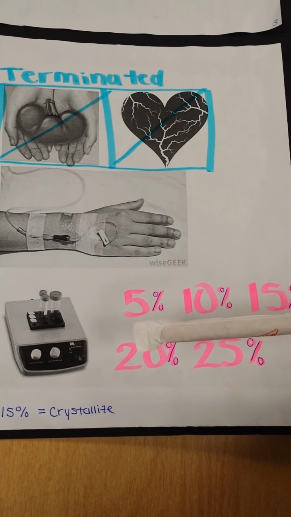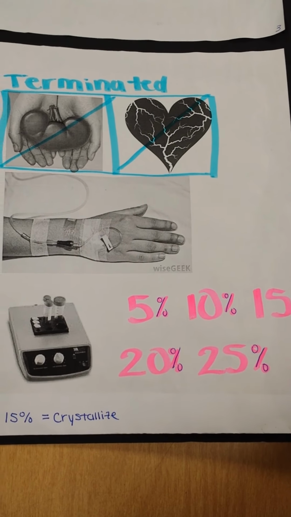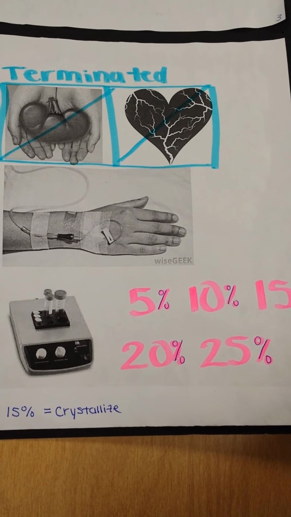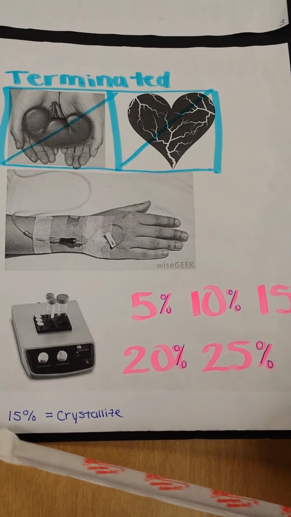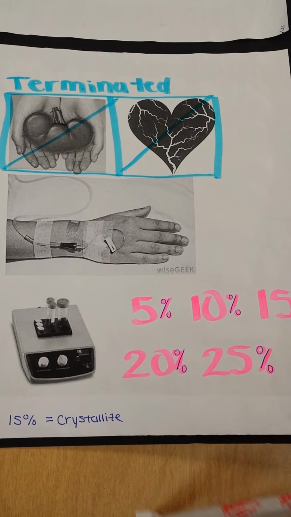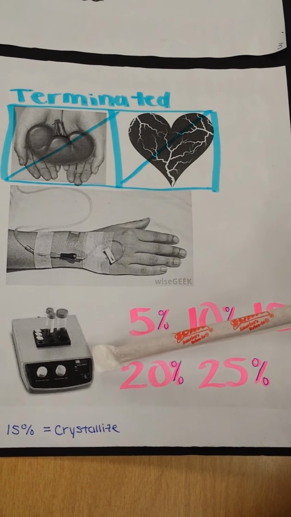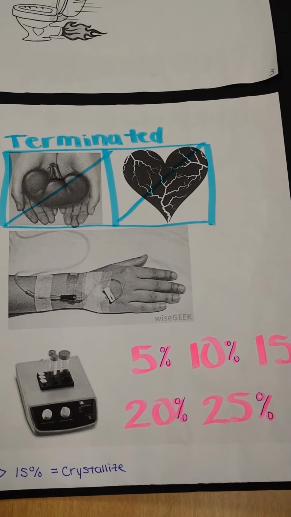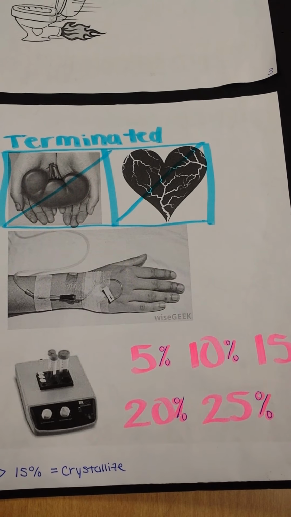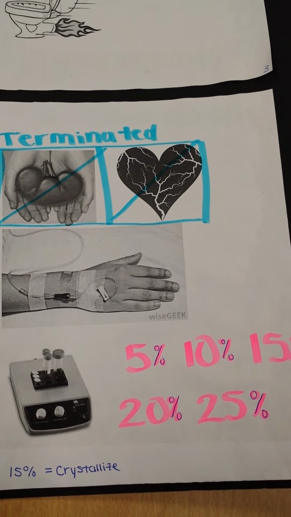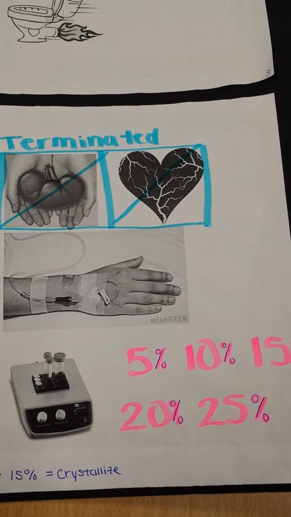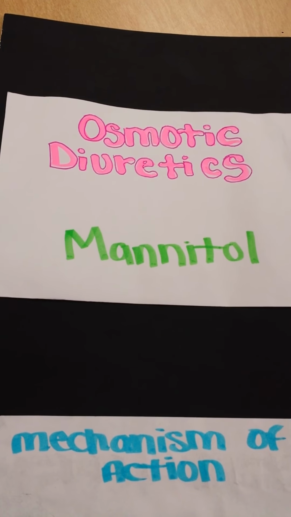Mannitol may crystallize when exposed to low temperatures, and this more likely occurs in concentrations greater than 15%. To avoid crystallization, mannitol is kept in warmers. And remember, before administering mannitol, visually inspect the mannitol container for precipitants.